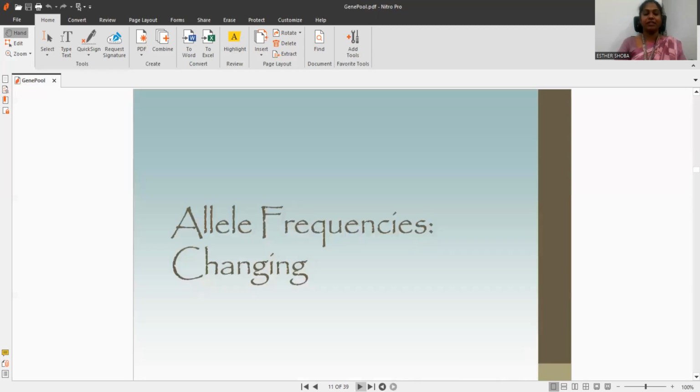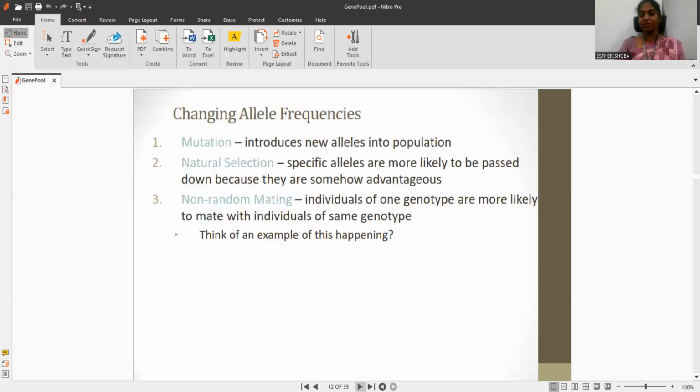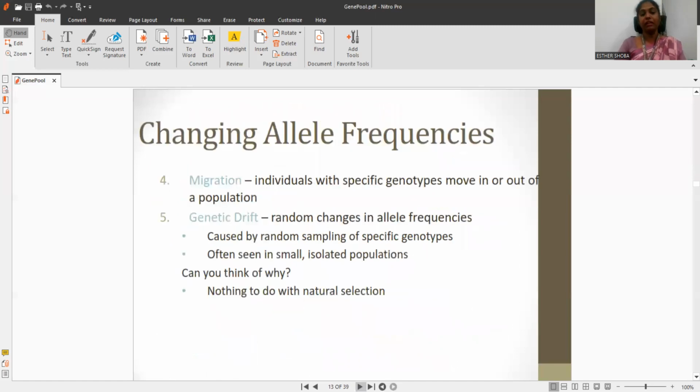Now, allele frequencies usually change. Why do they change? Many factors are there, such as migration, non-random mating, natural selection, mutation, and genetic drift. Now, we need to speak about a specific concept known as genetic drift, which brings about random changes in allele frequencies.